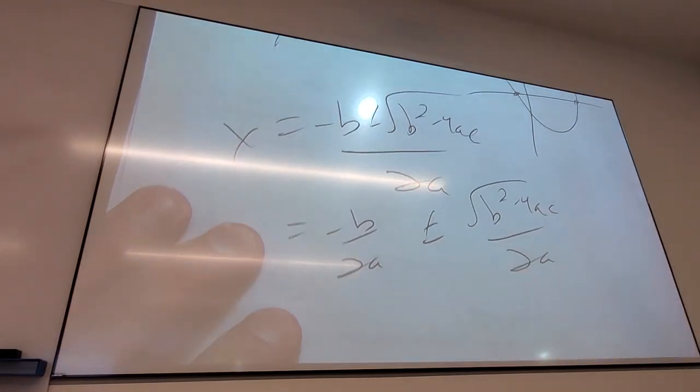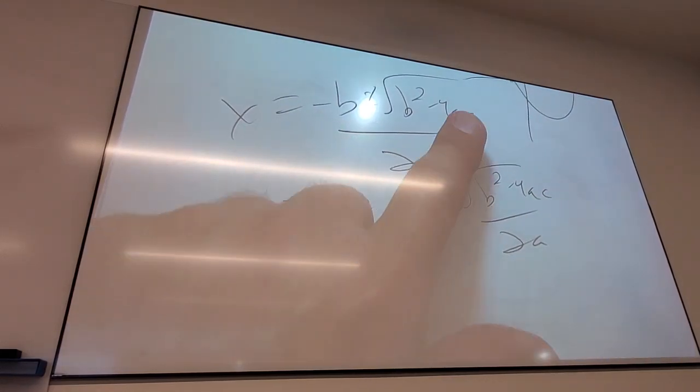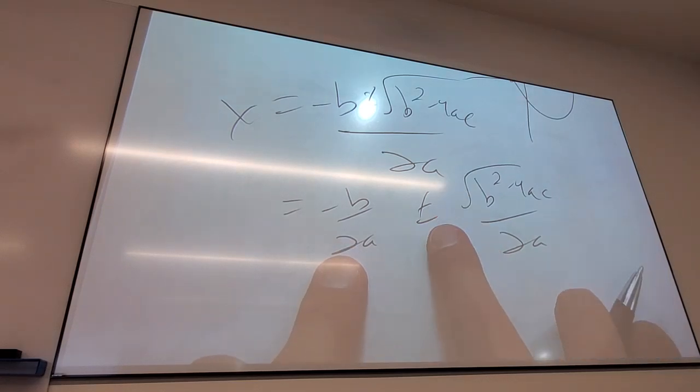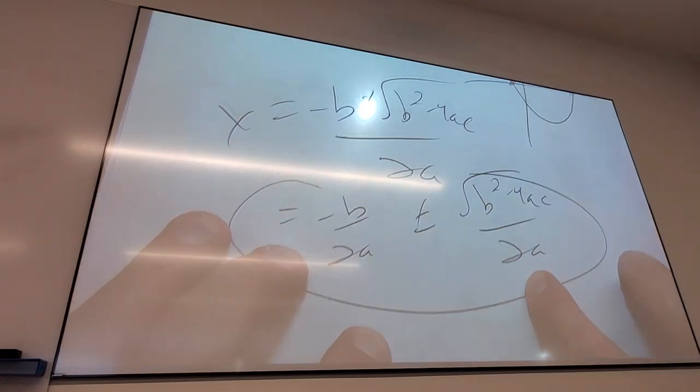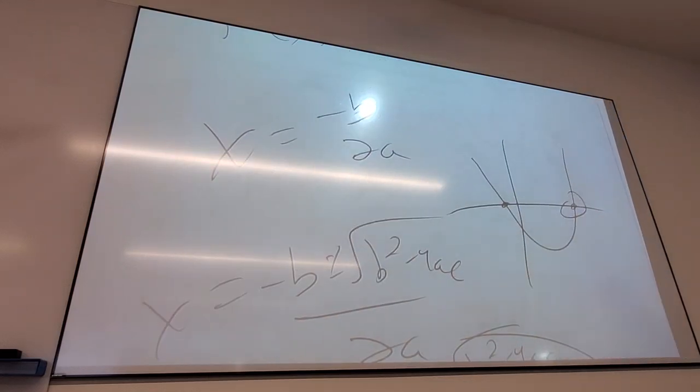If I break it up, is everybody with me? If I break this up, isn't this negative b over 2a plus or minus stuff? This gives me the intercepts. So if I add, I get this one. If I subtract, I get this one.